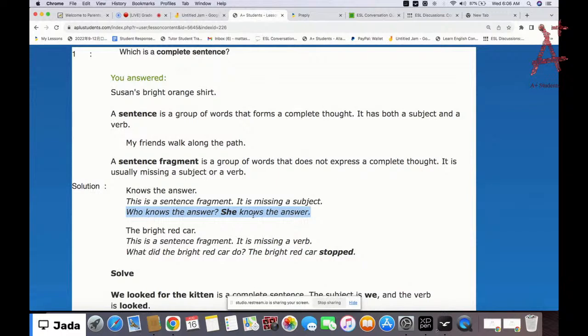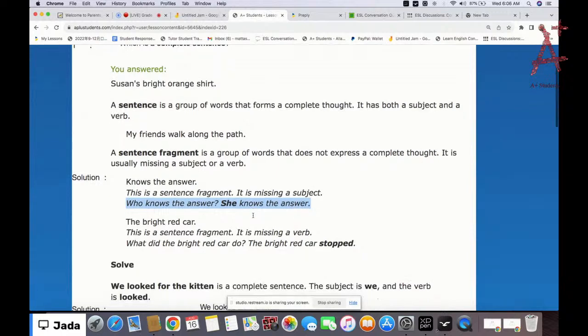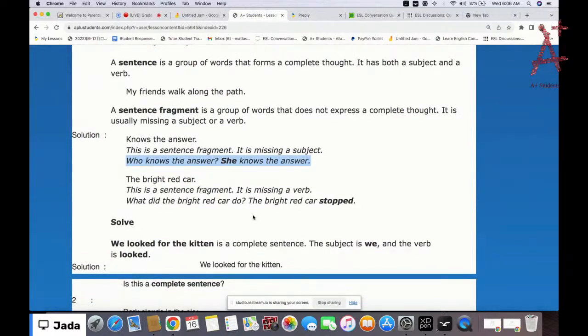Okay? So now we have an example also under the bright red car. If you just say the bright red car, what happens to it? We have no idea. It just says the bright red car, so the verb is missing. We don't know what the bright red car is doing. Is it moving forward, moving backward? Has it stopped? We have no idea what the bright red car is doing. What happened to it?